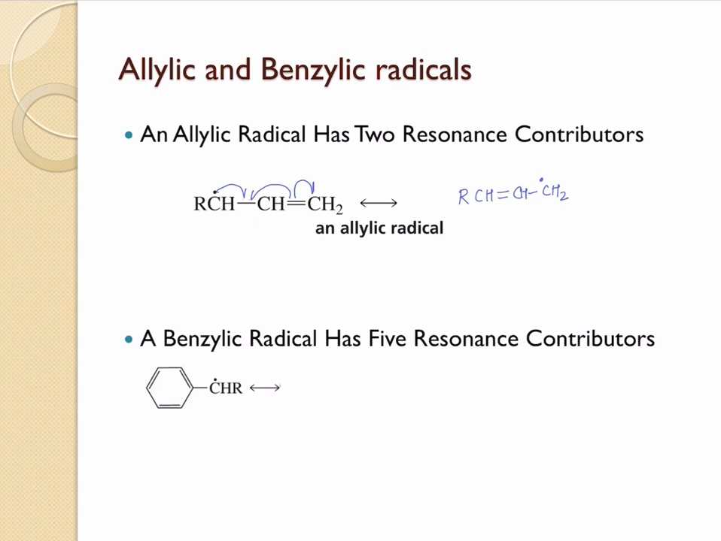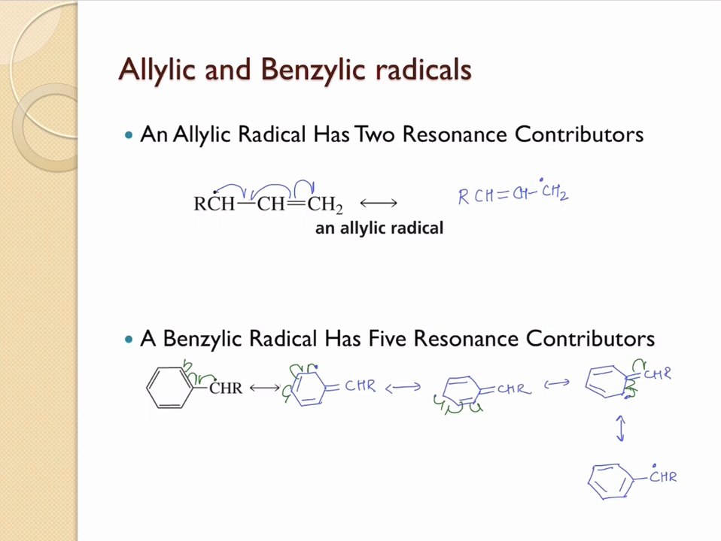And similarly, a benzylic radical can have five resonance contributors, where the electron right here can come in together to form a pi bond. Okay, and a new radical has been created. So let's draw the structure here. Likewise, the electrons right here can hop in together around the aromatic ring to give the five resonance contributors. And here are the five resonance contributors for the benzylic radical.